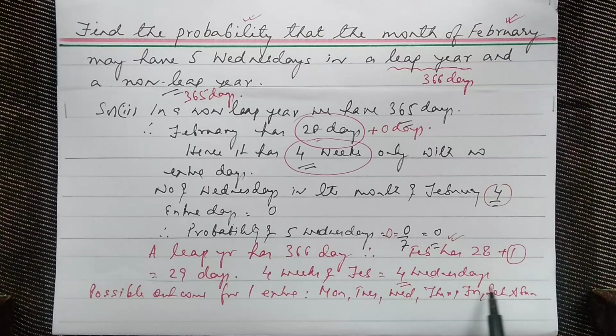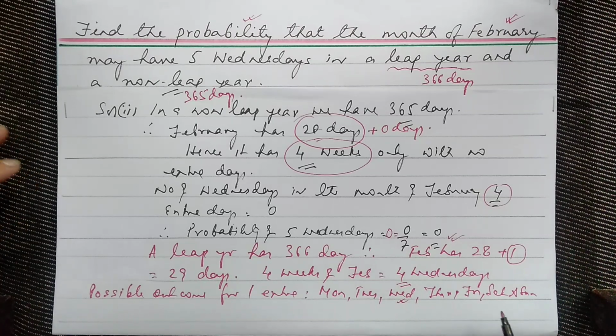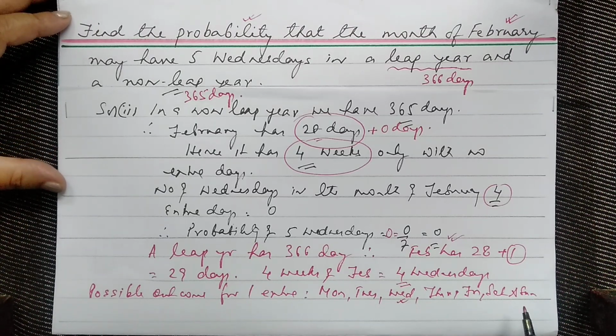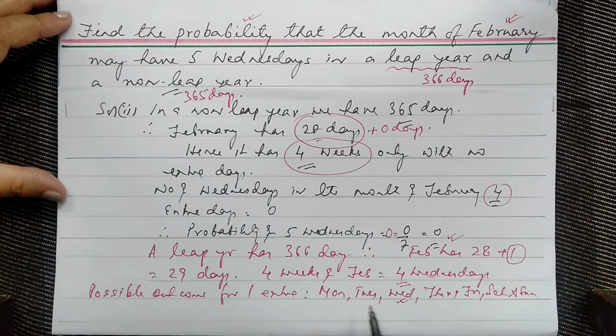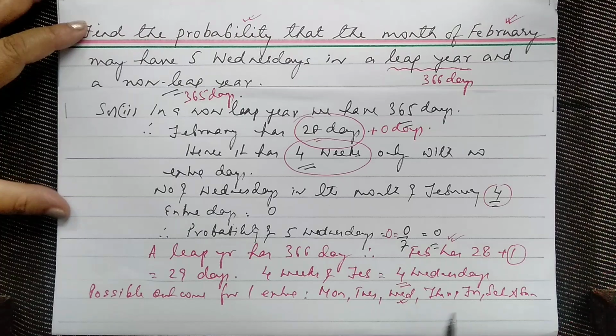So 4 Wednesdays from 28 days, from 4 weeks, we can pick up the possibility that there can be another Wednesday added to this 4, because we have a chance that after those 28 days are finished, that extra day might be either Monday or Tuesday or Wednesday or Thursday or Friday or Saturday or Sunday. We do not have more than 7 days. So which means, of course, there is a possibility.